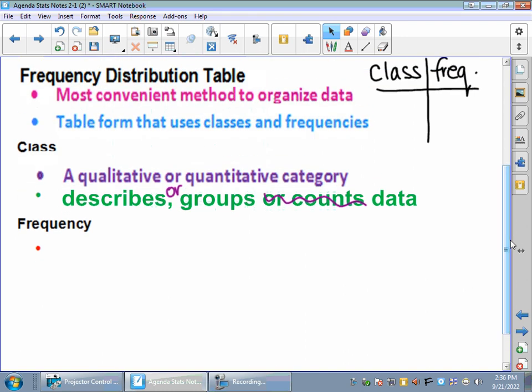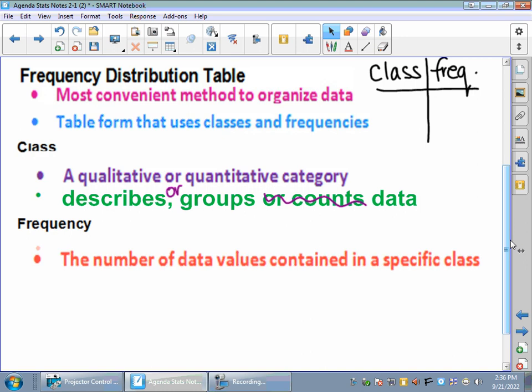So then once we've got our classes, we go to our frequency. Frequency is the number of data values contained in that class. So when we go through all of our data, how many red shirts do we have? That's what we would put in the frequency column. Or how many pieces of data between 0 and 2 do we have? We would put that in that frequency column.